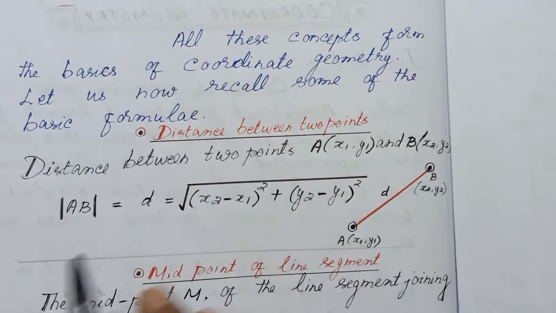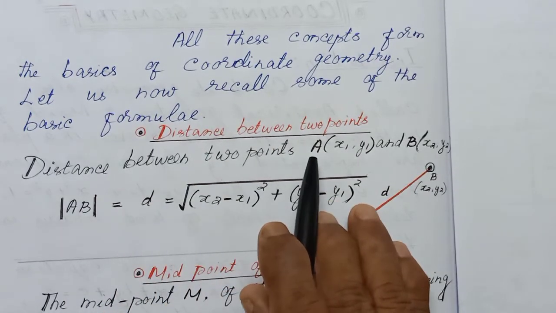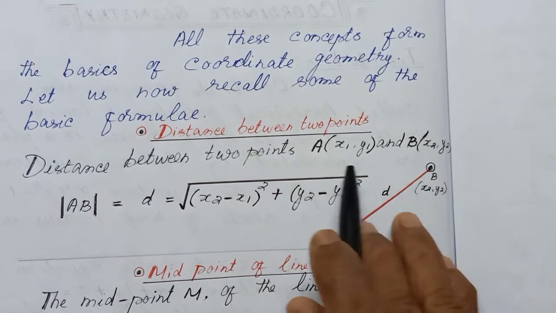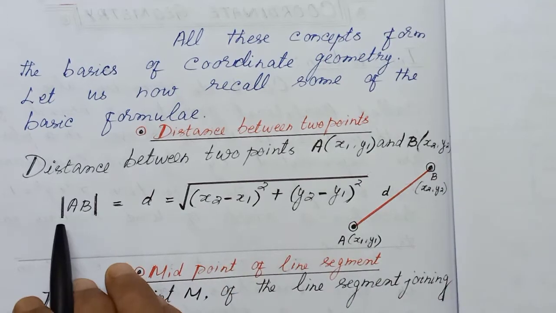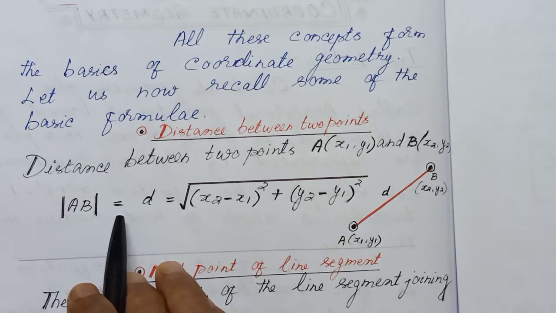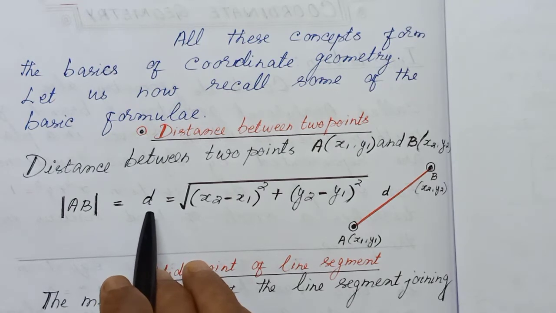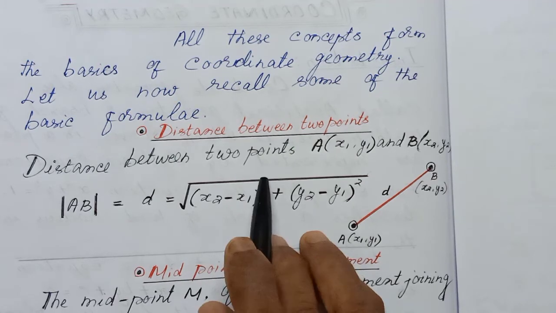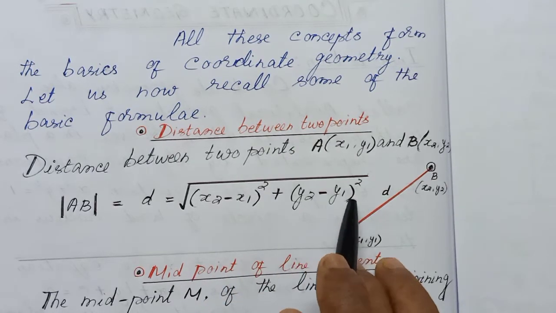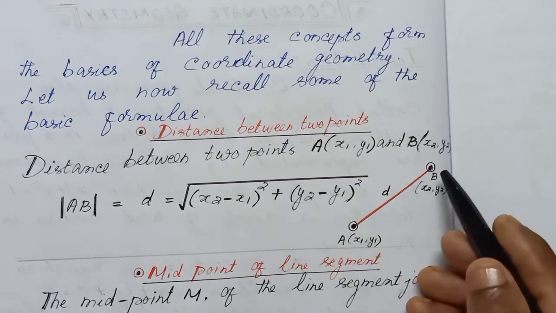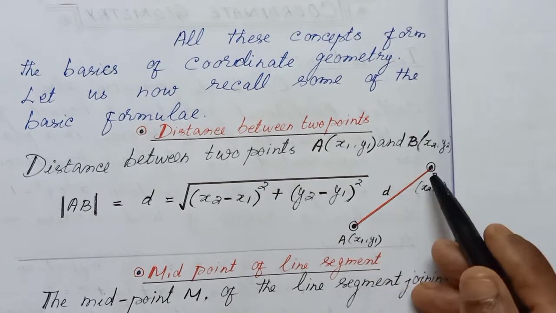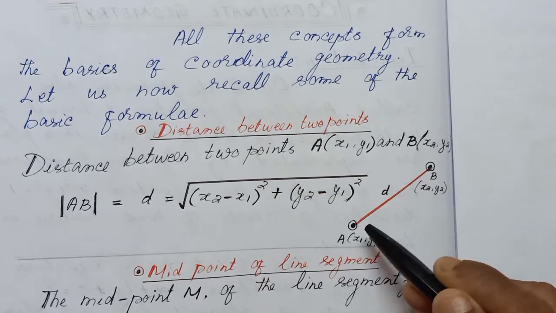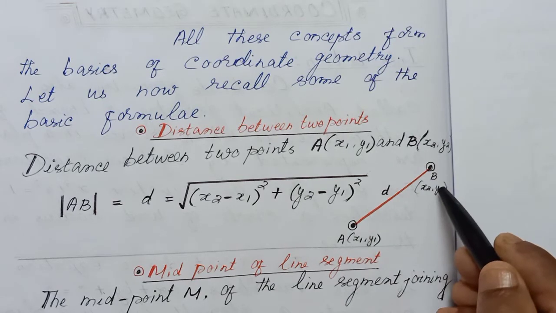The distance between two points. The distance between the two points A(x1, y1) and B(x2, y2), the absolute value of AB equal to D. Distance between the two points equal to square root of (x2 minus x1) whole square plus (y2 minus y1) whole square. We want to find the distance between these two points, so we use the square root of (x2 minus x1) whole square plus (y2 minus y1) whole square.